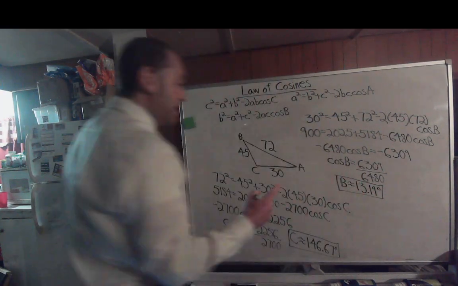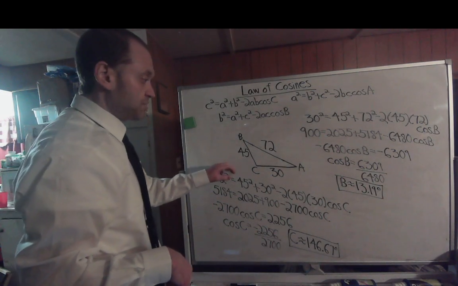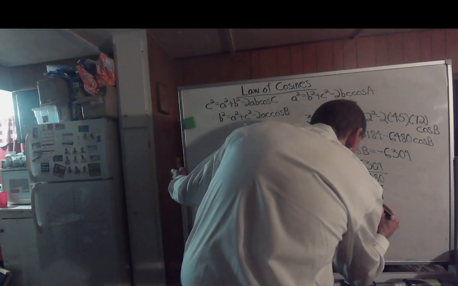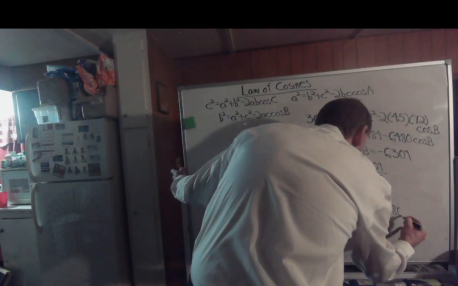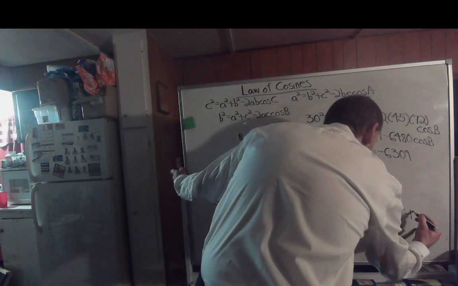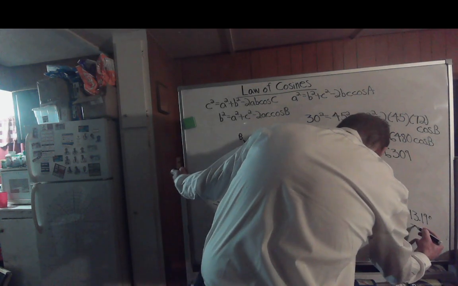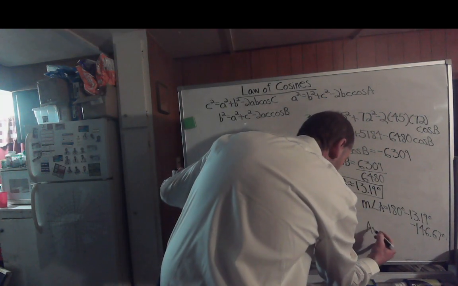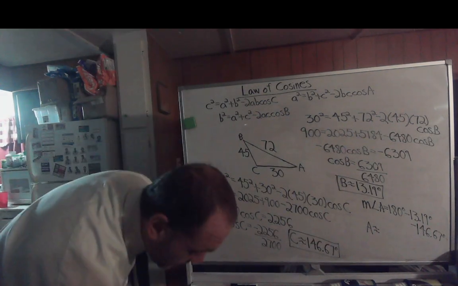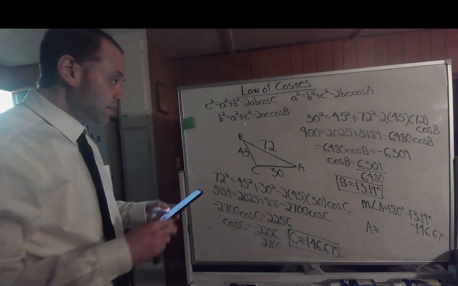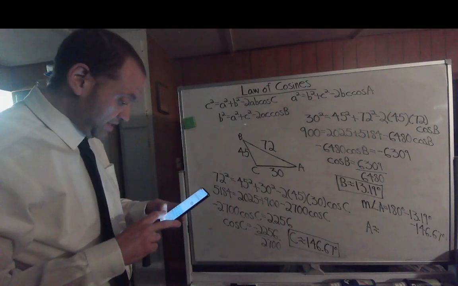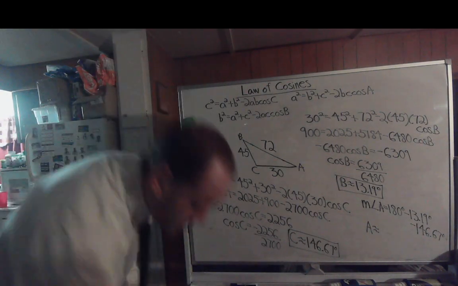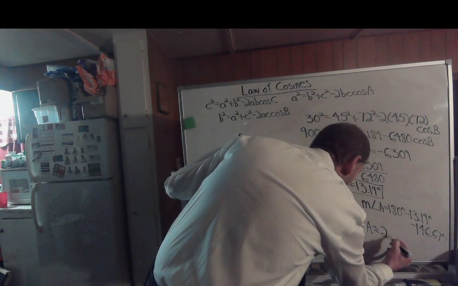So now you know angles B and C. Let's go ahead and find angle A. So the measure of angle A equals 180 degrees minus 13.19 degrees minus 146.67 degrees. So now we should be able to get a 2 decimal place approximation for angle A. 180 minus 13.19 minus 146.67 will give you an angle measure of approximately 20.14 degrees.